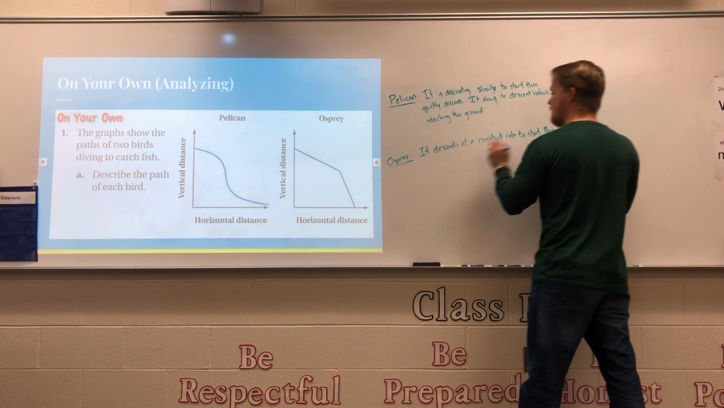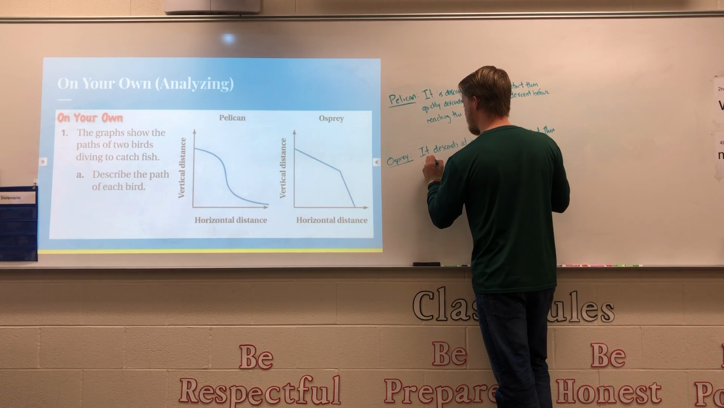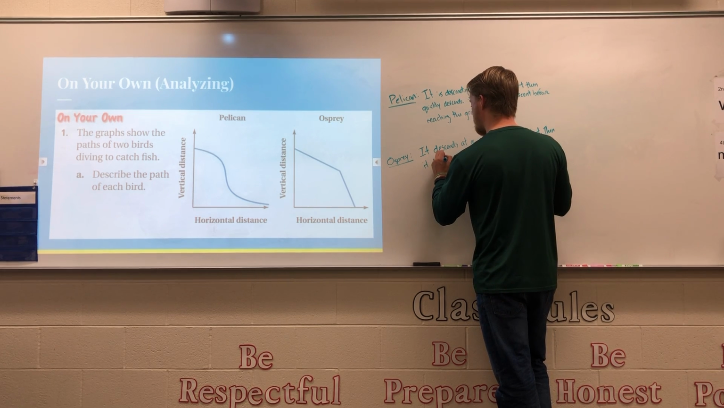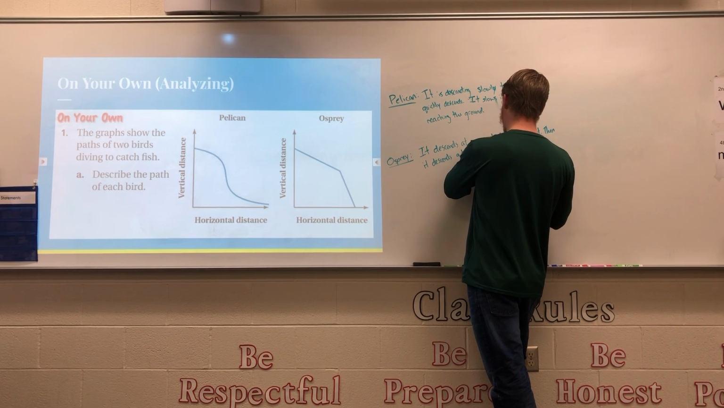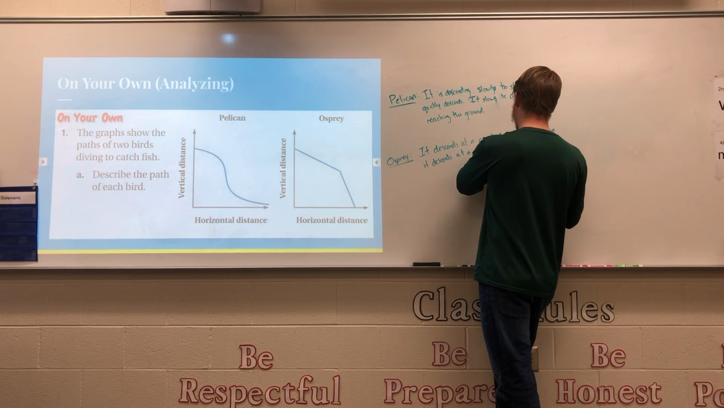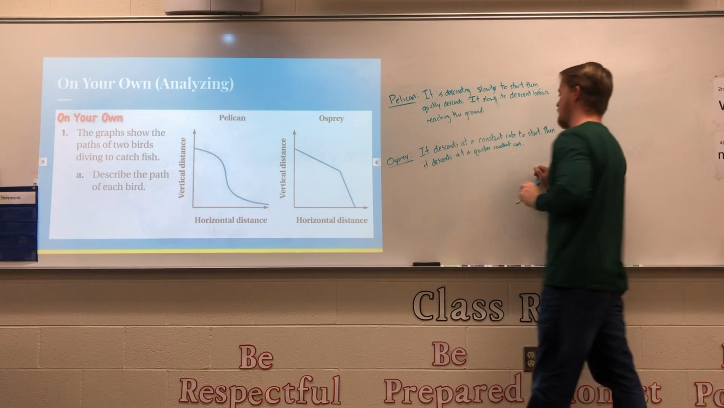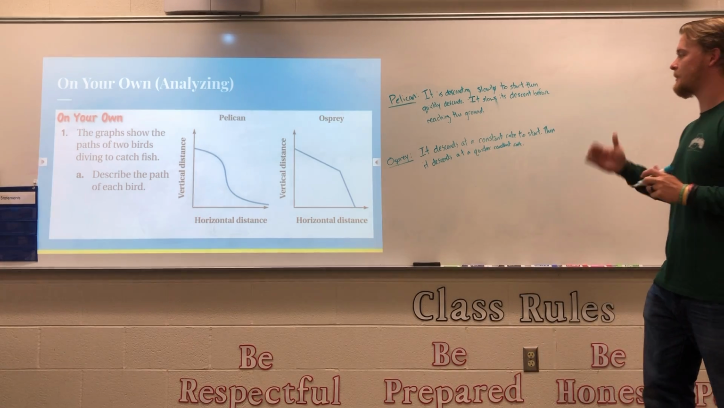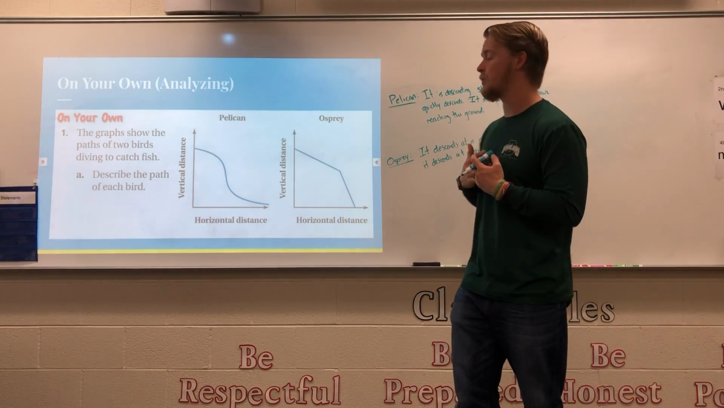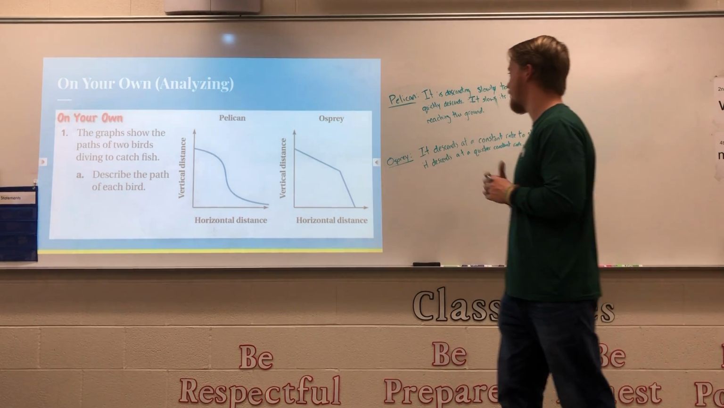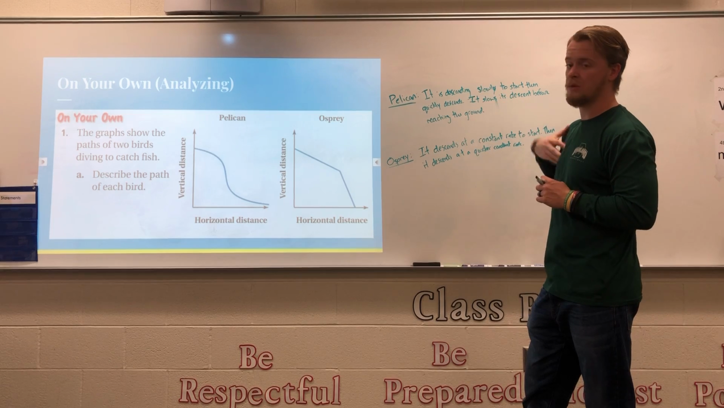Then it descends at a quicker constant rate. Alright, so that's how we are describing these graphs. You're just telling what's going on with the graph, because there's no numbers, you're just telling with the situation what is happening. So that's kind of breaking down how we do that.